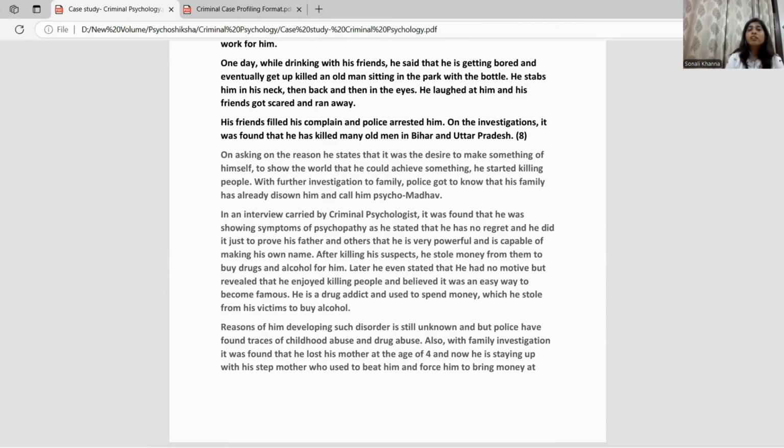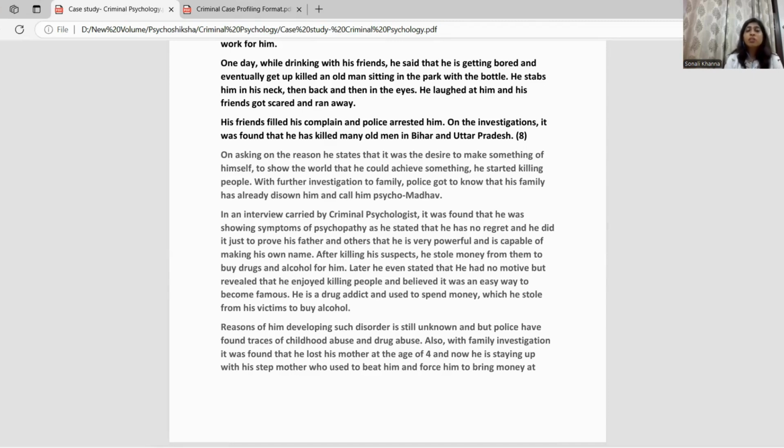In an interview carried out by a criminal psychologist, it was found that he was showing symptoms of psychopathy, as he stated that he has no regret and he did it just to prove to his father and others that he is very powerful and capable of making his own name. After killing his victims, he stole money from them to buy drugs and alcohol. Later, he even stated that he had no motive but revealed that he enjoyed killing people and believed it was an easy way to become famous. He is a drug addict and used to spend the money he stole from his victims to buy alcohol.